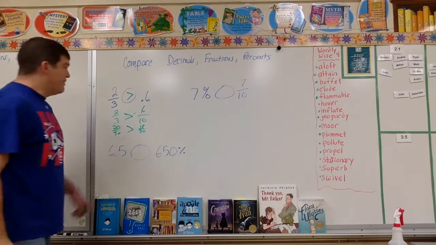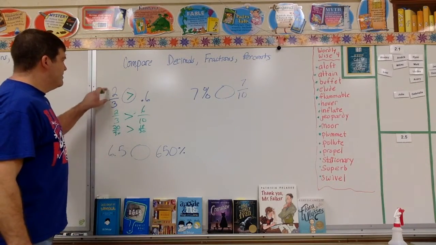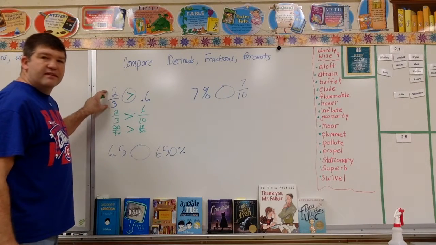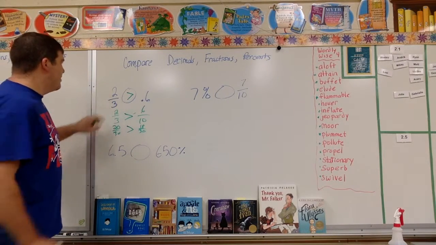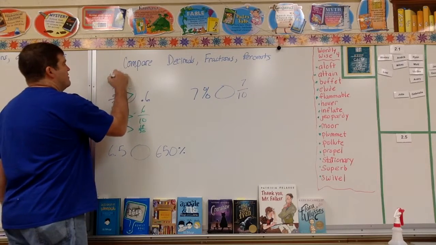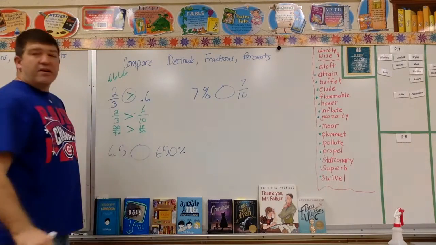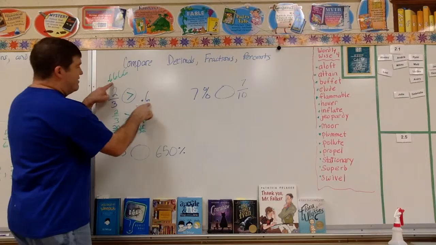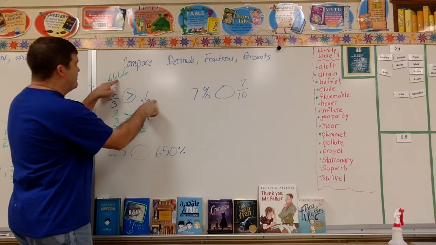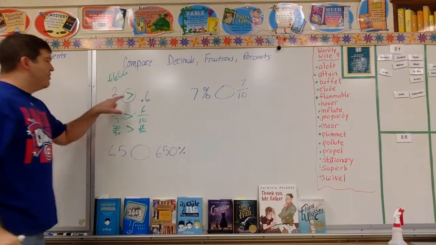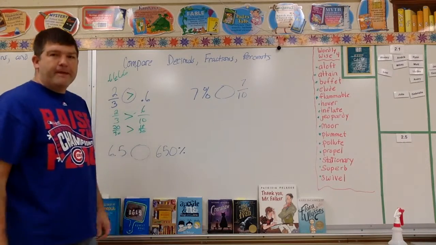The other way I could have done this is divided this. If you would divide this to make it into a decimal, 2 divided by 3 gives you 0.6666. And then you can compare that. These are the same. They have 0 here. I have 6 here. This one has a little bit more, so it's going to be greater. Okay?